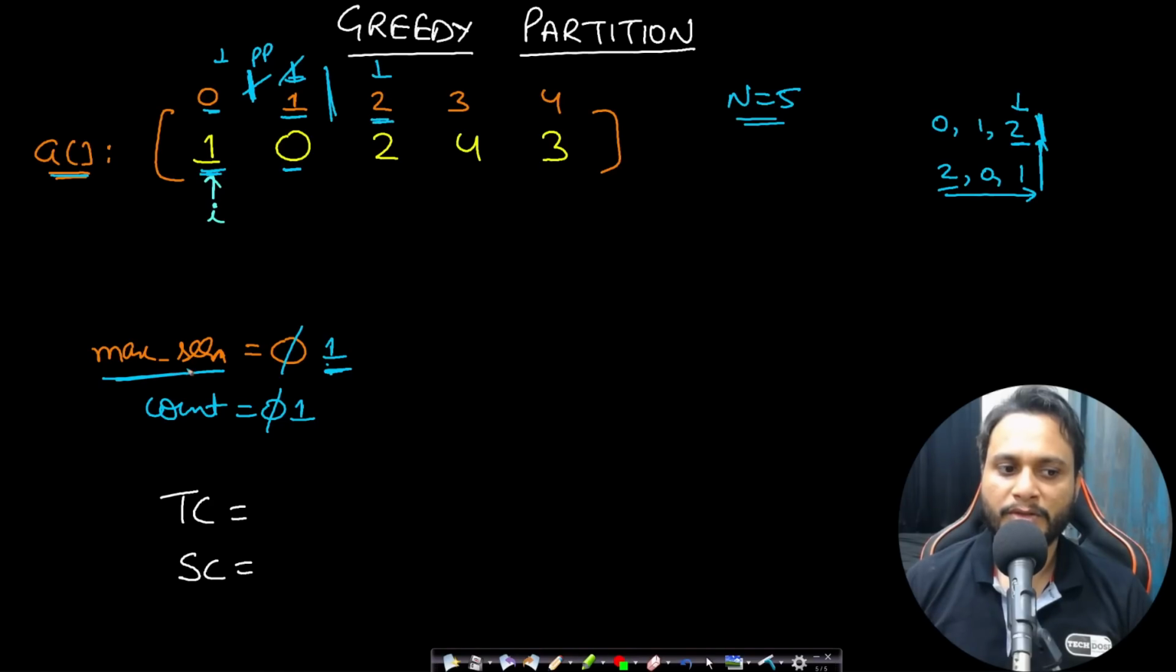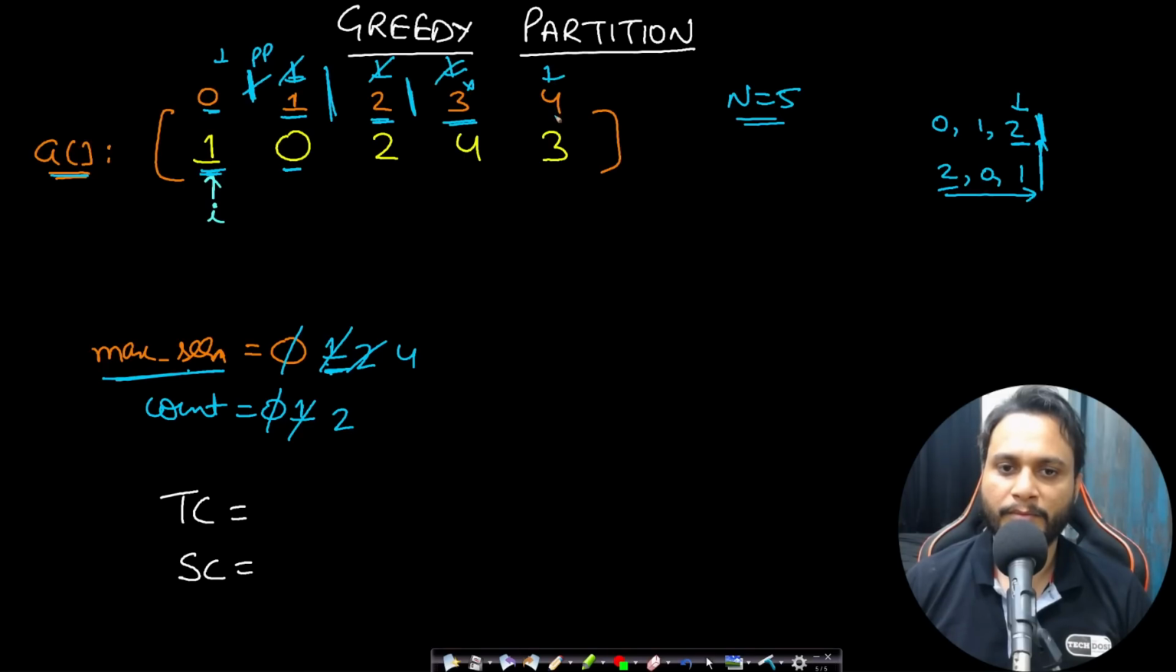I will be moving to the next index, 2. So the maximum seen will be updated to the max of 1 and 2. This will be 2. Can I create a partition here at this index 2? Well, the max seen is equal to the index. So yes, I can create a partition and the counter will increase. Now I will go to index number 3. The max seen will be updated to the max of 2 and 4, which will be 4. So is this 4 equal to 3? No. So I cannot create a partition here.